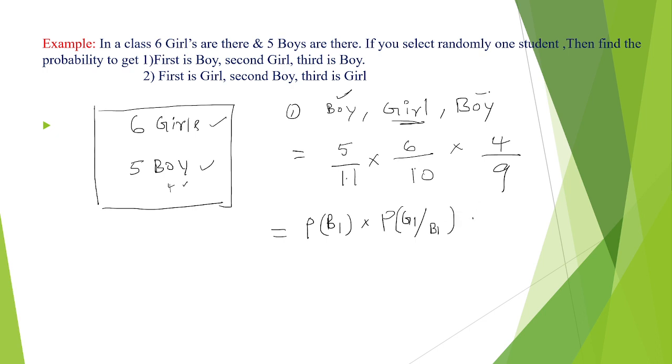Again, the third is a boy. It means the probability of getting a boy when a boy is already drawn, so I am assuming this is boy 2, if already boy 1 is left and girl 1 is left. So in the form of a formula we can write it like this, and this is the way to calculate the probability.